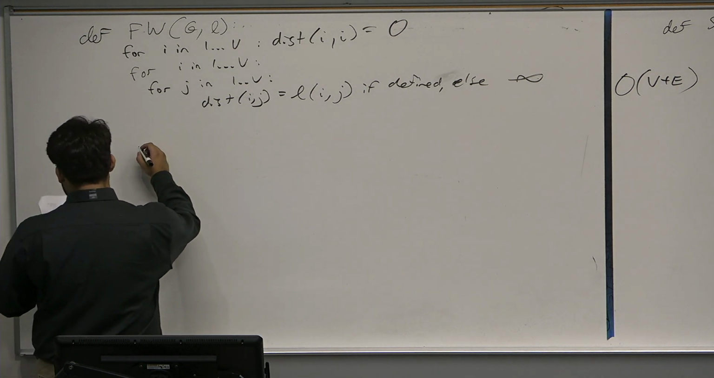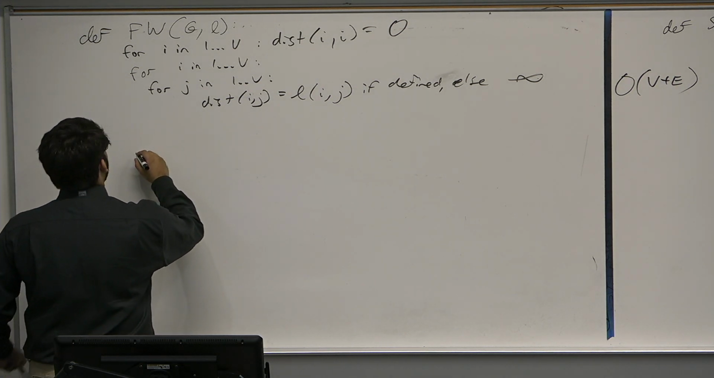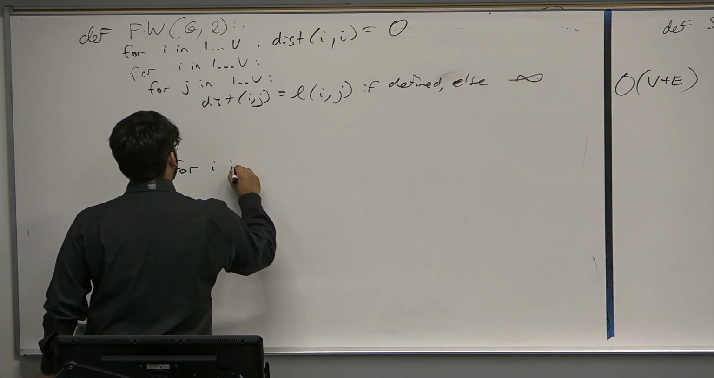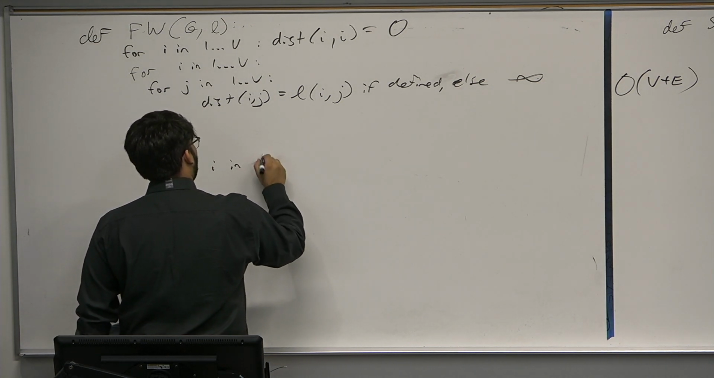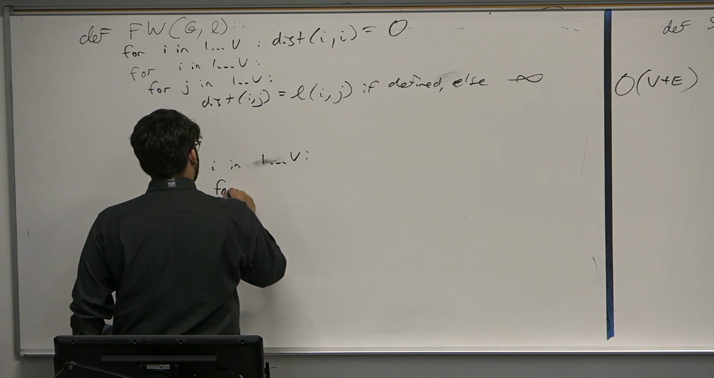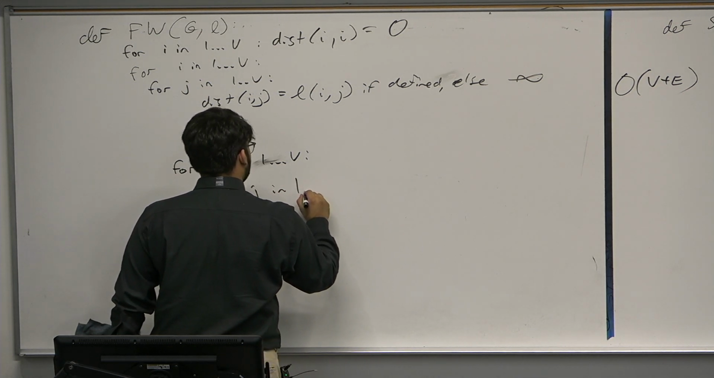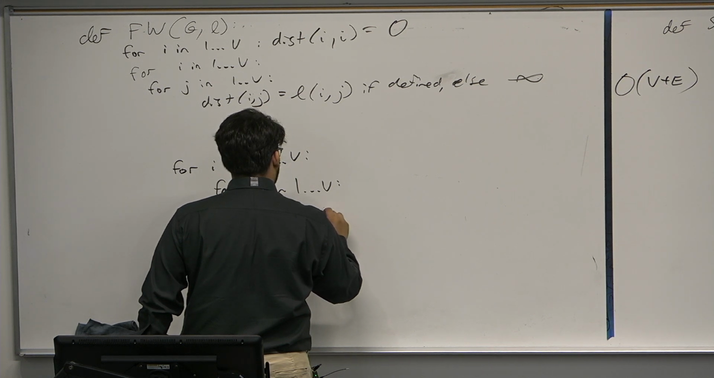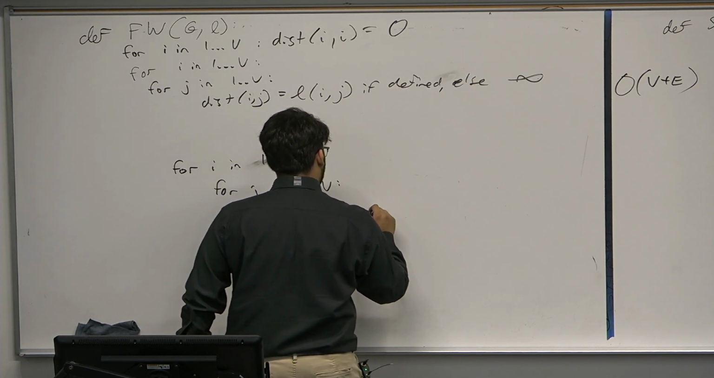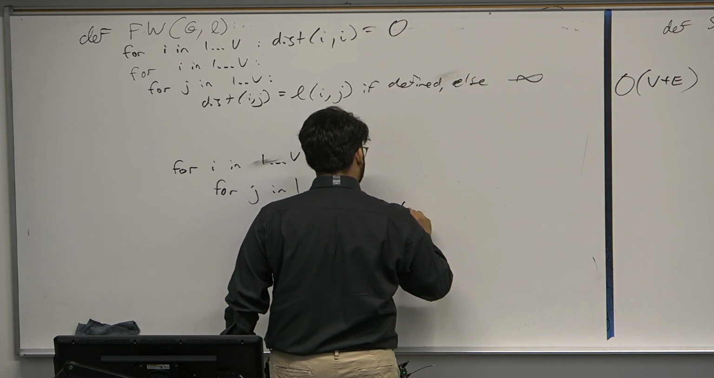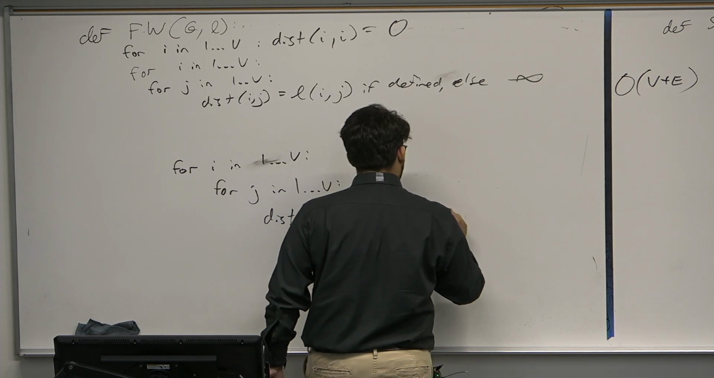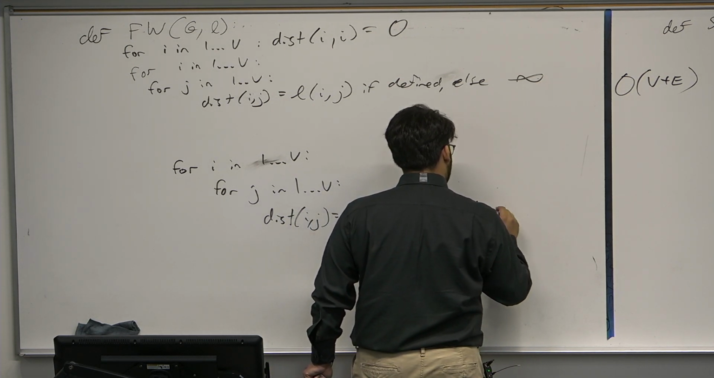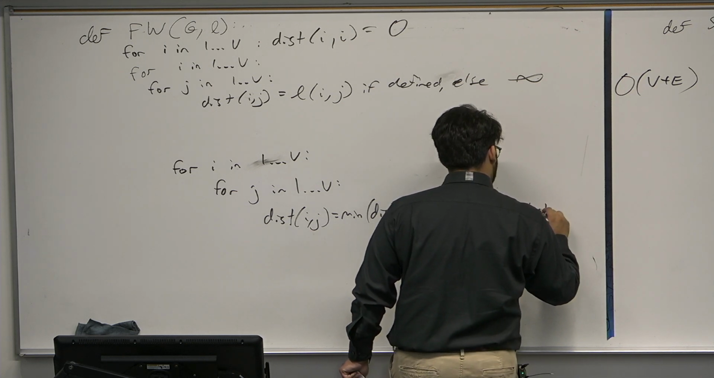Now here's our inductive cases. What we're going to do is for i in range 1 to v, for j in 1 to v, we say dist of ij takes on the min of dist of ij or dist of ik plus dist of kj.